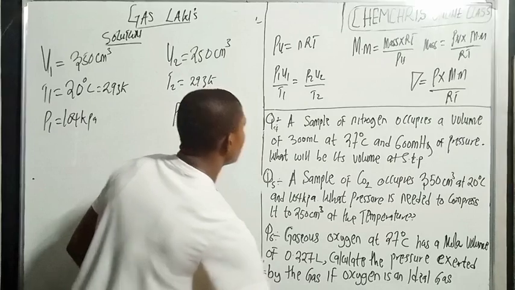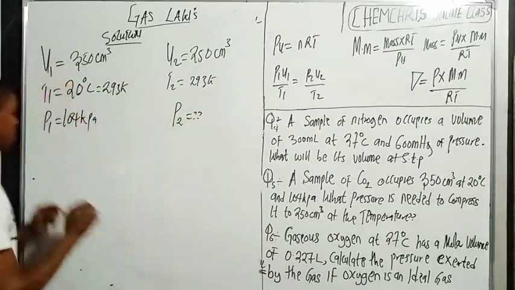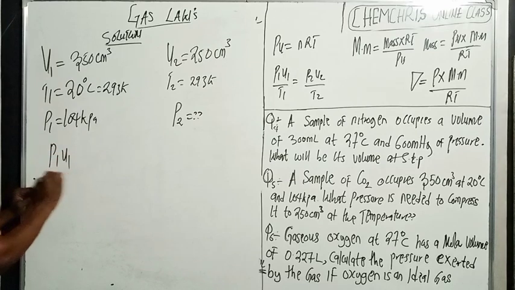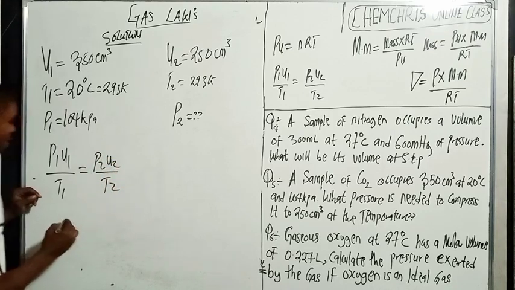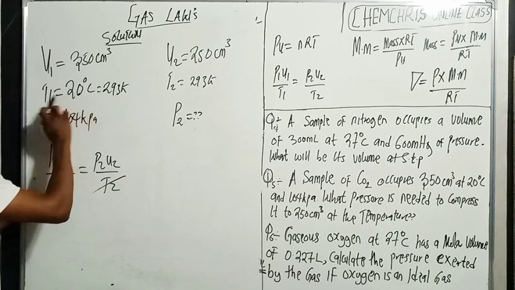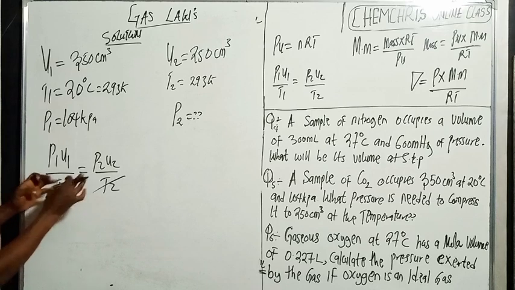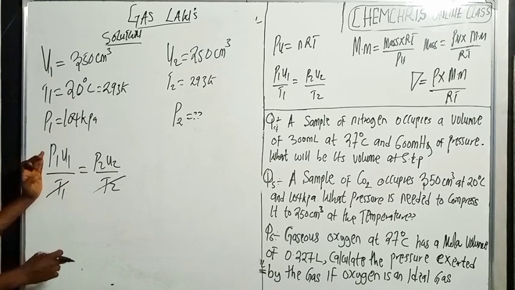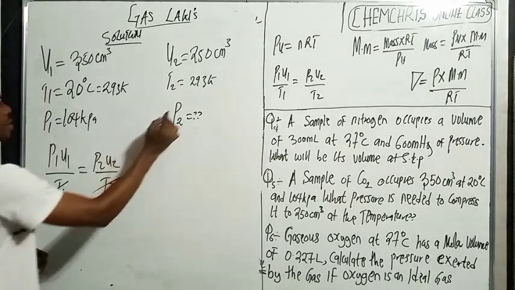If you use the general formula, P1 V1 over T1 equals P2 V2 over T2. You find that T1 and T2 are the same, so you cancel them. So that is using Boyle's law formula: P1 V1 equals P2 V2. Now what are you looking for? You're looking for P2.